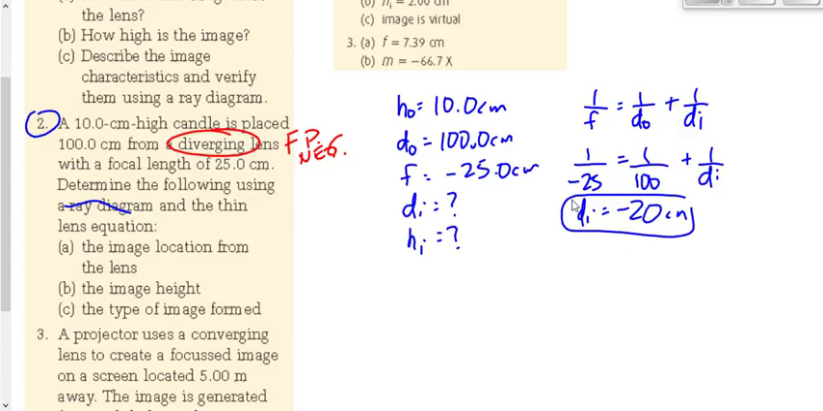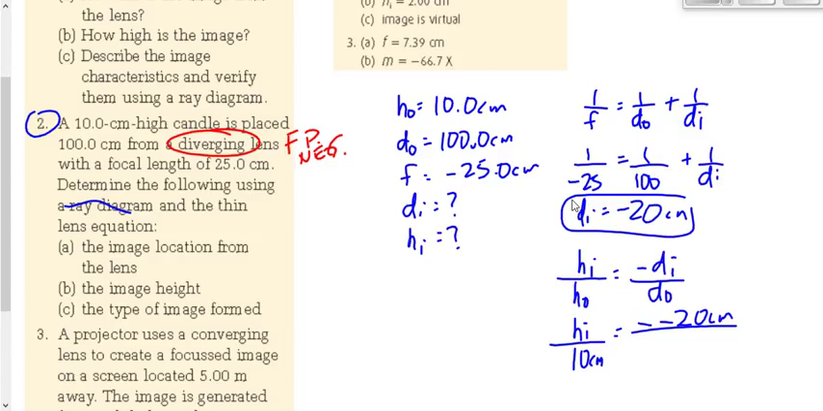My image height, we're going to say HI over HO equals negative DI over DO. That's the other equation, the magnification equation. HI is what we're looking for. HO is 10 centimeters. DI, oh, look at this. Careful with this one. Kayla, what are we going to have to put in here for this one? Yeah, it's going to be positive because it's negative 20, right? Divided by DO, which was 100. So I think when we solve for HI there, I think it works out to be just 2, doesn't it?